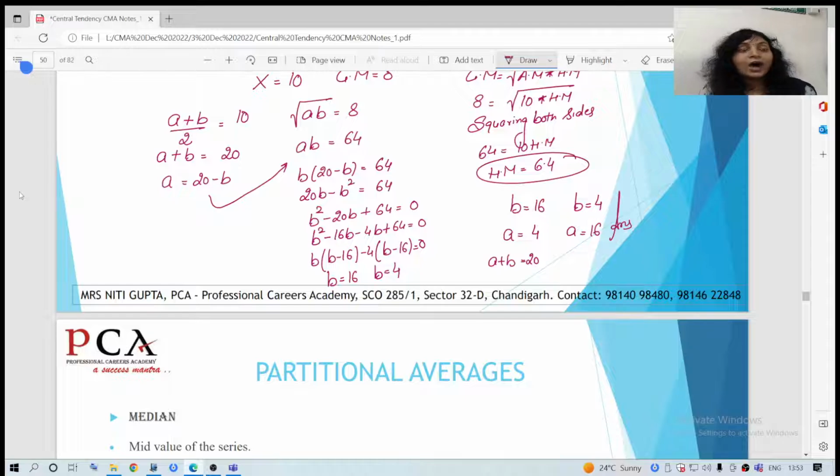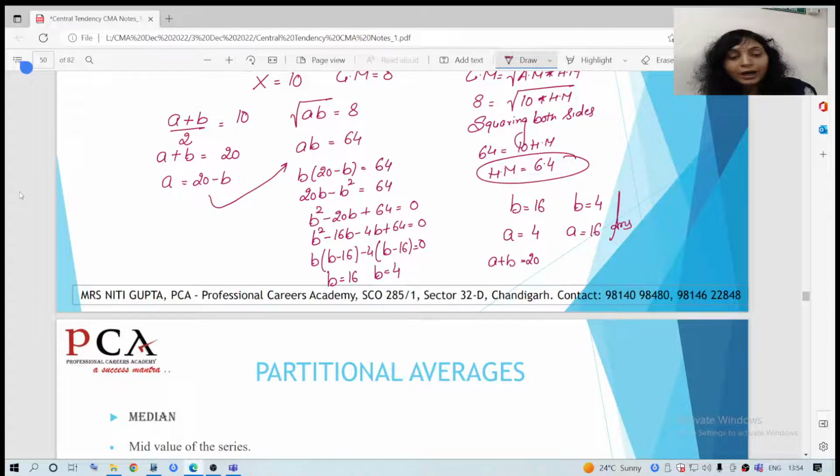So this is how we have discussed various mathematical averages: arithmetic mean, geometric mean and harmonic mean. I hope everybody is clear and has understood the concepts of these three averages.